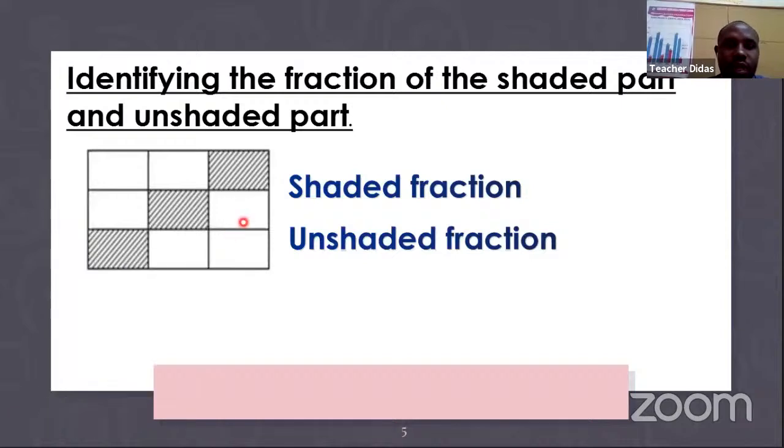You first count all of them. How many are they? 1, 2, 3, 4, 5, 6, 7, 8, 9. So for this case, I have 9 parts. That's the total. Let's count them again: 1, 2, 3, 4, 5, 6, 7, 8, 9.